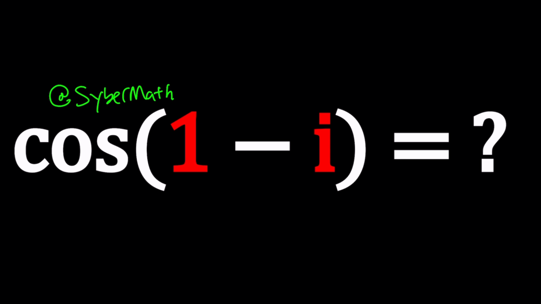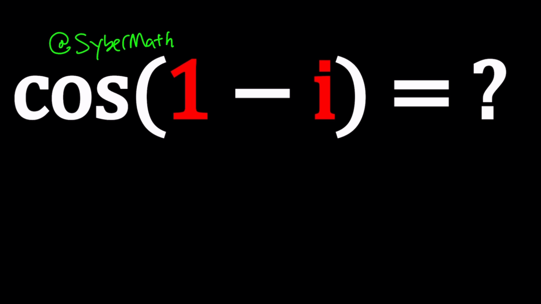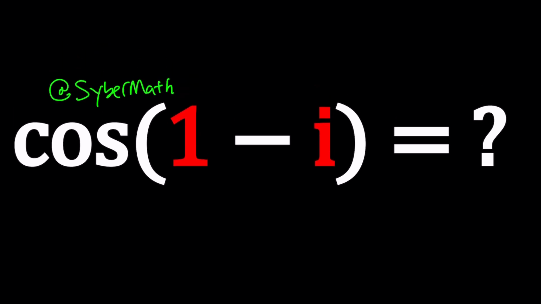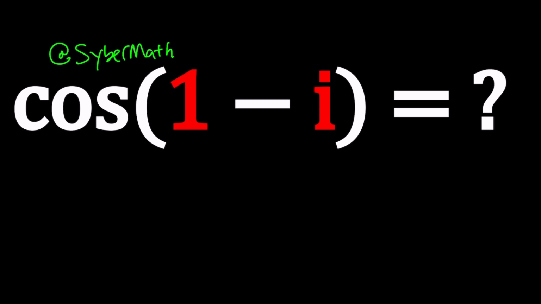All right, great. Let's see how we can solve a problem like this. Cosine of 1 minus i. How do we find that? We're going to use Euler's formulas, and Euler is just awesome. He's the best, right? Don't you think? If you disagree, let us know and why you disagree in the comment section down below.